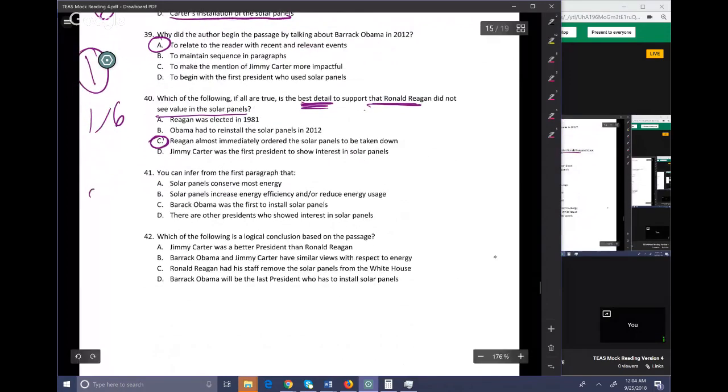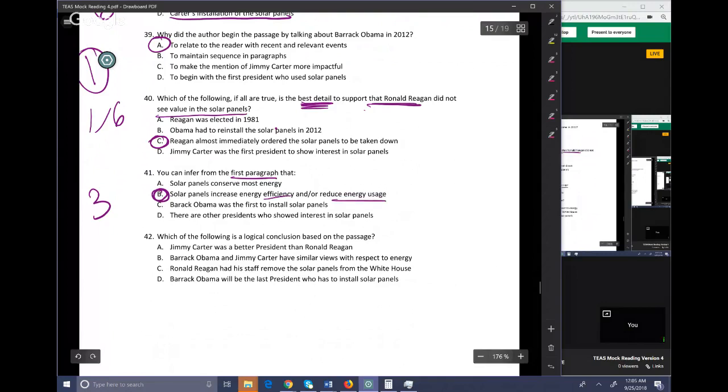You can infer. Anytime you see infer or logical conclusion, you know that's from Reading 3. That's from the first paragraph. So only use the first paragraph to infer this answer: that solar panels increase efficiency and/or reduce energy usage. So the first paragraph talks about solar panels, and we can infer that they increase efficiency or reduce energy usage.